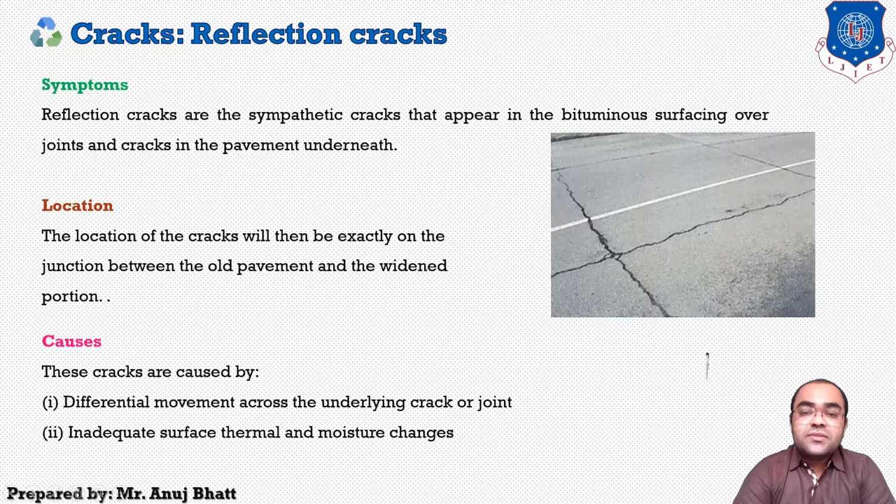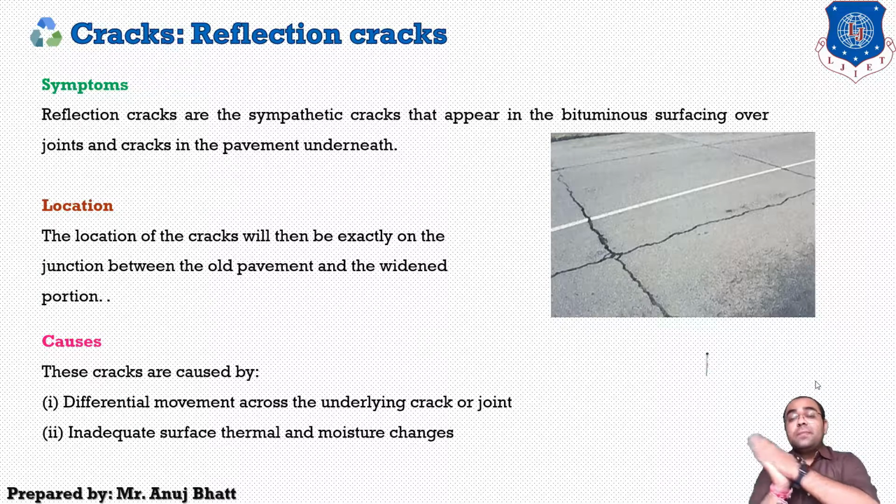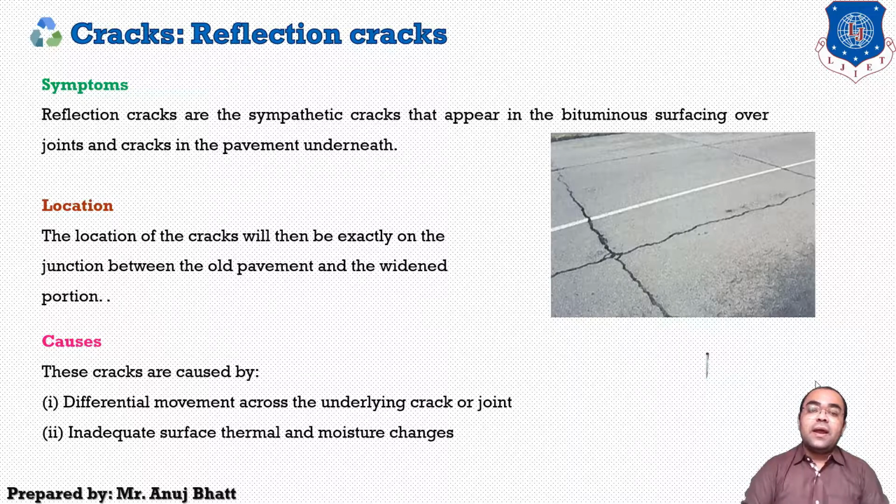Next, the reflection cracks. Talking about the symptoms, reflection cracks are sympathetic cracks that appear in the bituminous surfacing over the joints and cracks in the pavement underneath. The pattern may be longitudinal, transverse, diagonal or block. They occur most frequently in overlays on cement concrete pavement. They may also occur in overlays or surfacing on flexible pavements where the cracks in the old pavement have not been properly repaired.